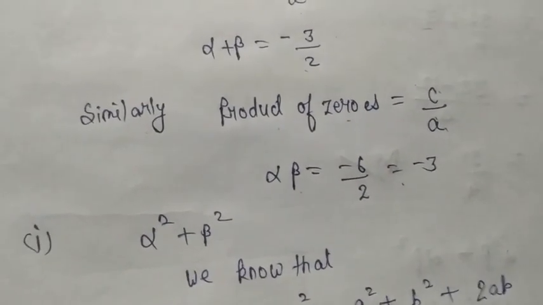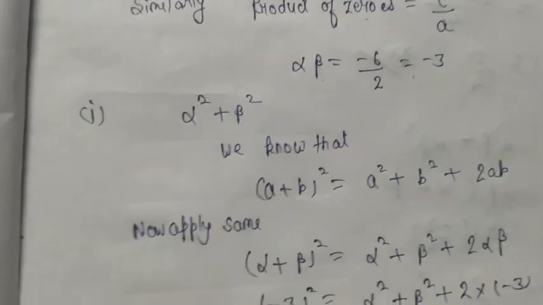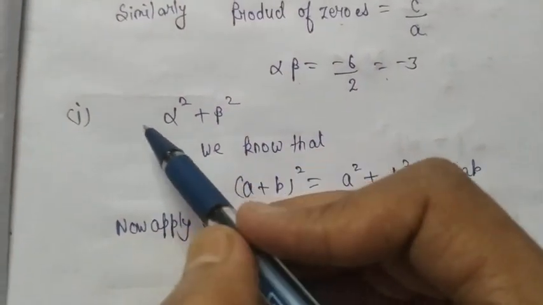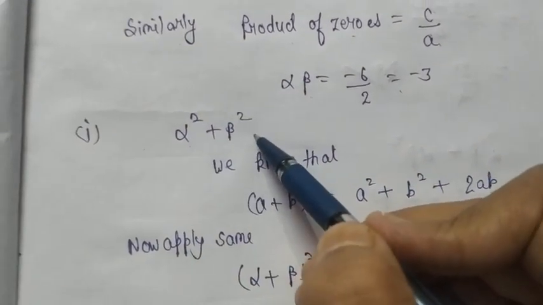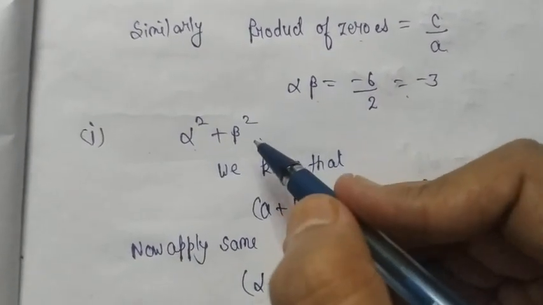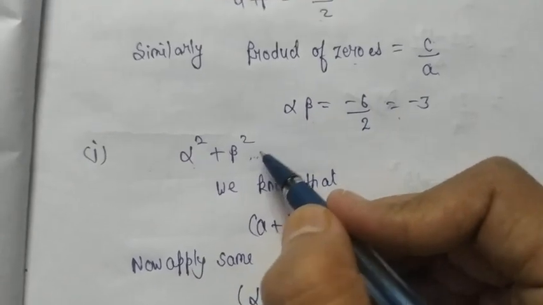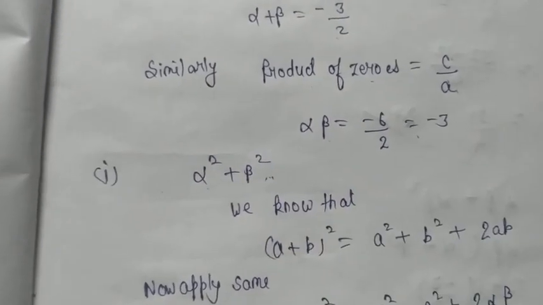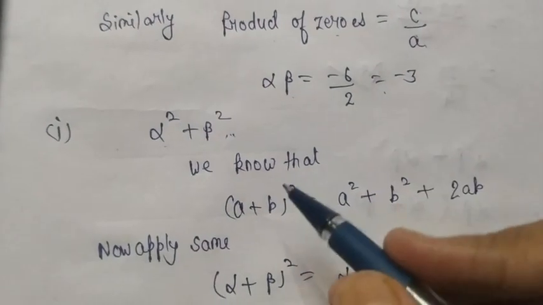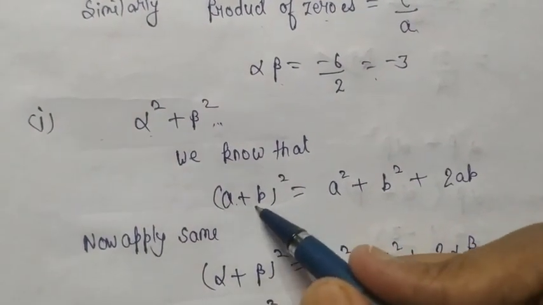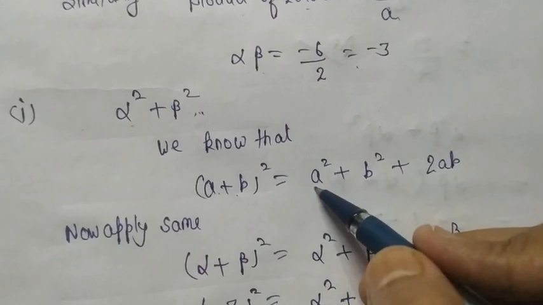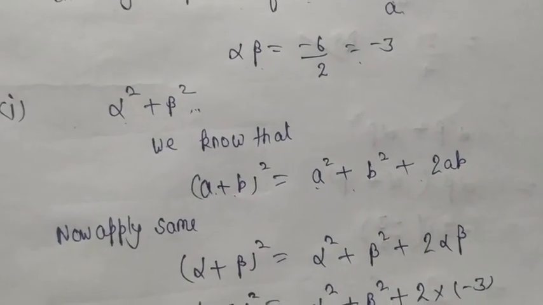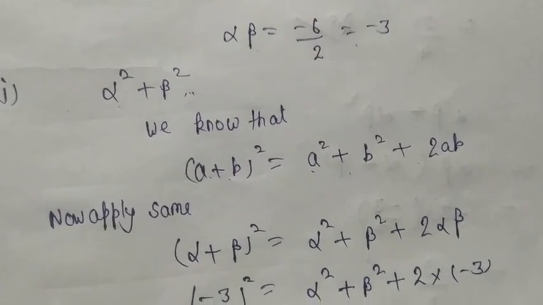Okay, now in the first question, we have to find alpha square plus beta square. You may remember something similar from last year, a square plus b square. So I know the formula of a plus b whole square, that is a square plus b square plus 2ab. The same can be applied in the case of alpha and beta also.